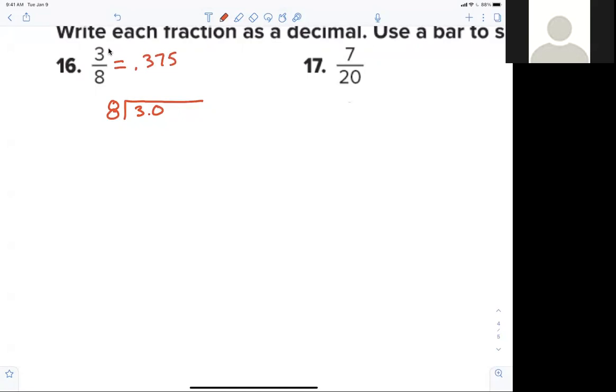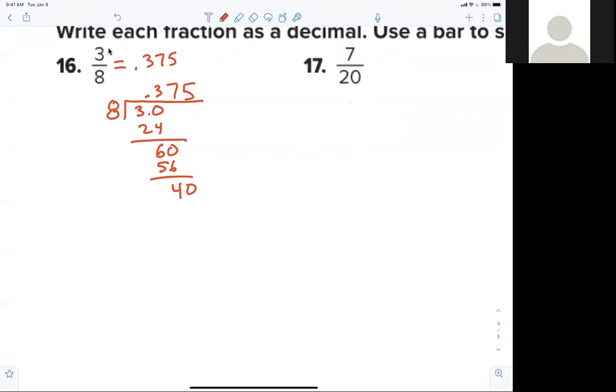8 goes into 3 zero times. Good. Into 30, 3 times, 24, and then it's 6. 8 goes into 60, 7 times, 56, and then you get 4. It goes into 40, 5 times. Yep. All right, Kelvin, I'm watching you. I just did a whole division problem. I don't think you did that division problem.